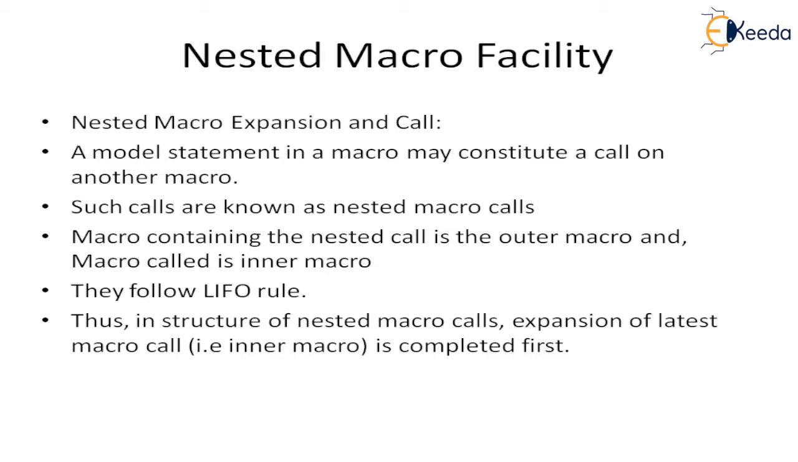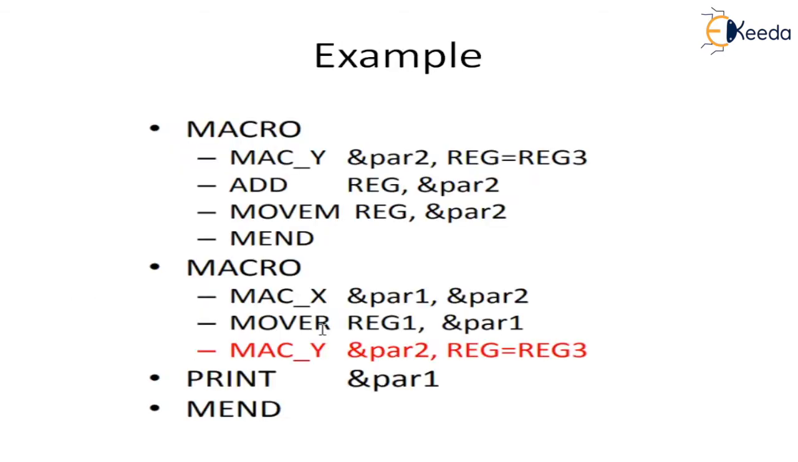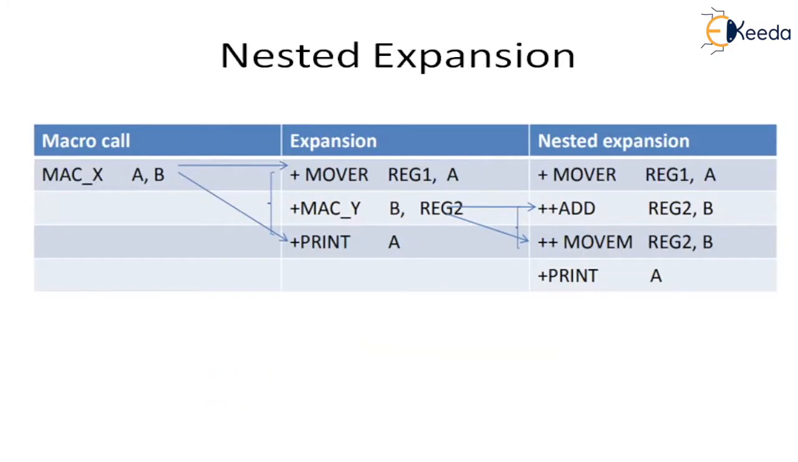And it will follow the LIFO rule. The LIFO rule is nothing but the latest micro call is completed first. That is, the inner micro is completed first. So the example of the micro is as shown in the diagram and the expansion of that micro is as shown in the slide. First of all, micro X having A and B with MOVE R, moves to register 1, which stores the value of A.